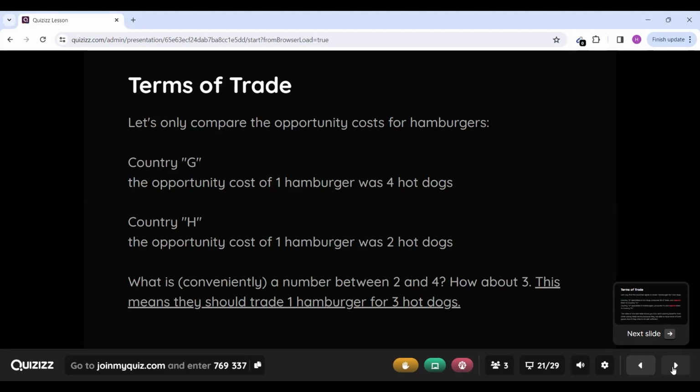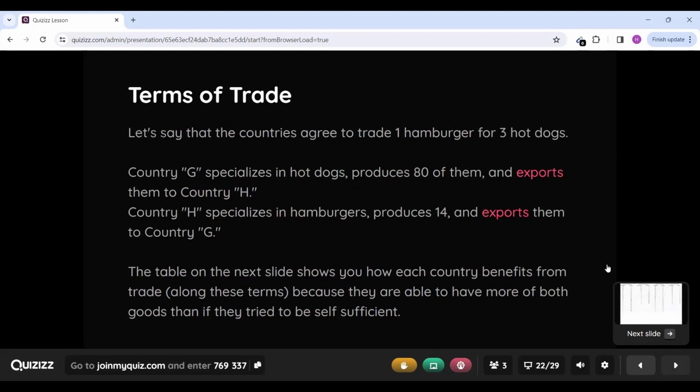Country G, the opportunity cost of one hamburger is four hot dogs. Country H, the opportunity cost of one hamburger is two hot dogs. What is conveniently a number between two and four? How about three? This means they should trade one hamburger for three hot dogs. Let's say the countries agree to trade one hamburger for three hot dogs.